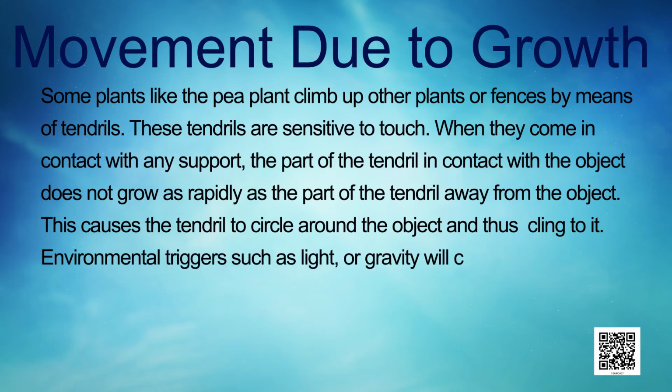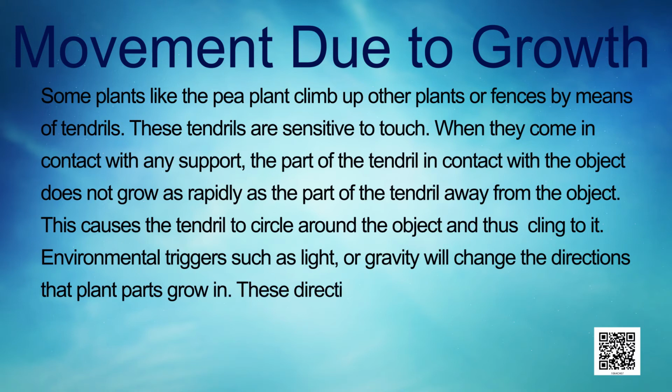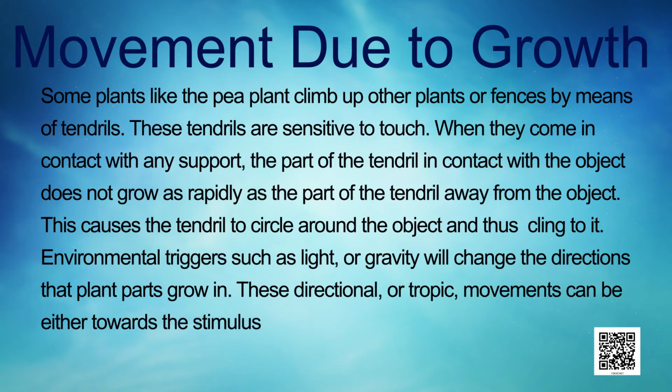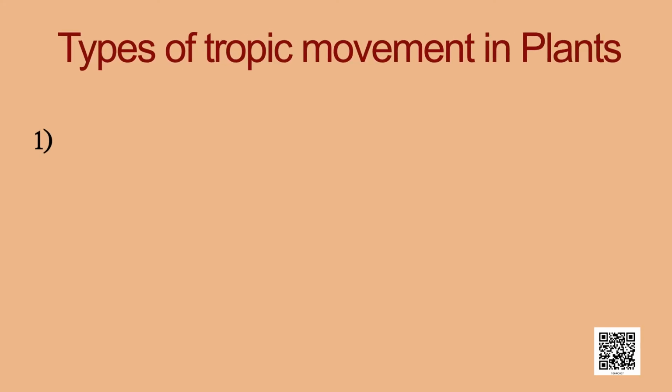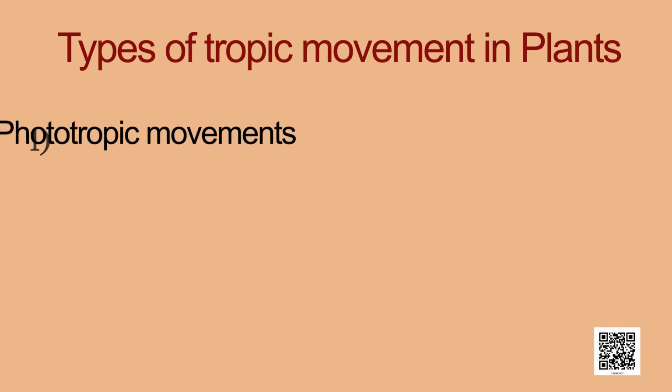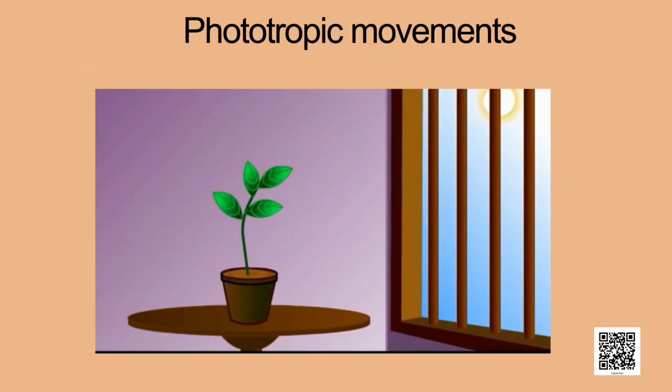Environmental triggers such as light or gravity will change the directions that plant parts grow in. These directional or tropic movements can be either towards the stimulus or away from it. So, in two different kinds of phototropic movement, shoots respond by bending towards light while roots respond by bending away from it.